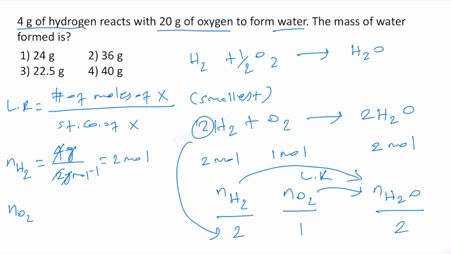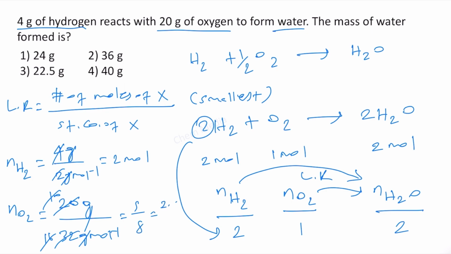Number of moles of O2 is equal to 20 gram, which is the given weight, divided by molar mass of O2, which is 2 times 16. Therefore, that is 32 gram per mole. Therefore, this will be 10 by 16 or 5 by 8, and that is equal to 2.5 divided by 4 moles. We got the number of moles.